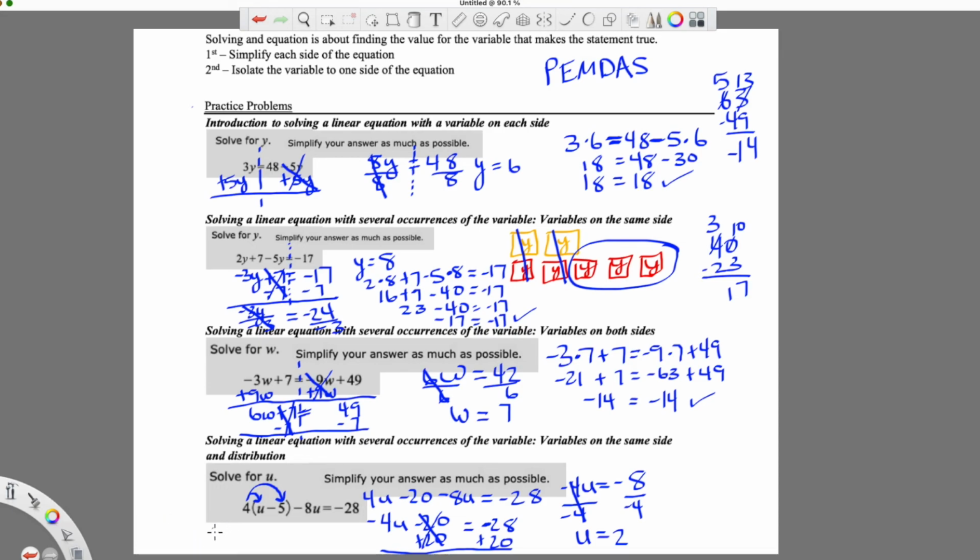So I can go 4 times 2 minus 5 minus 8 times 2 equals negative 28. So with this one, I can actually subtract inside of the parentheses first before I start.